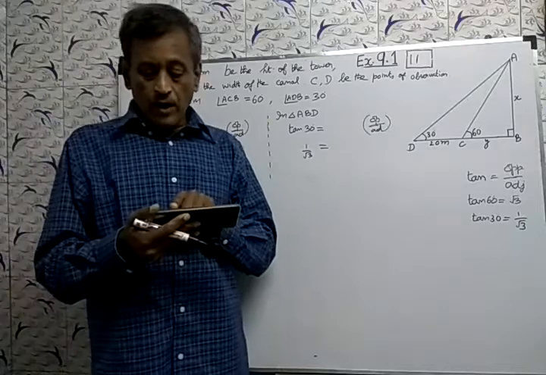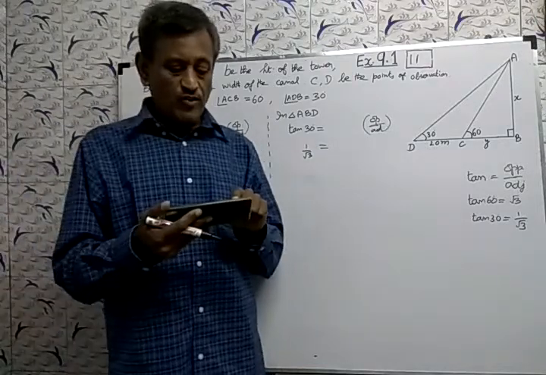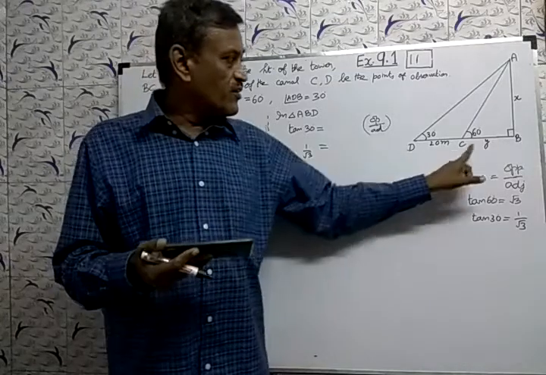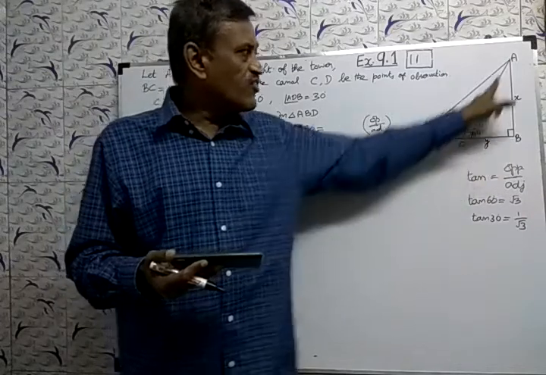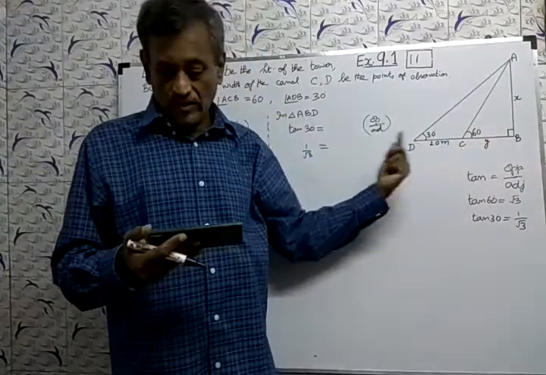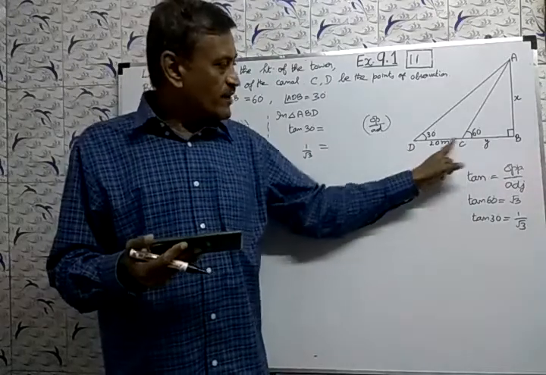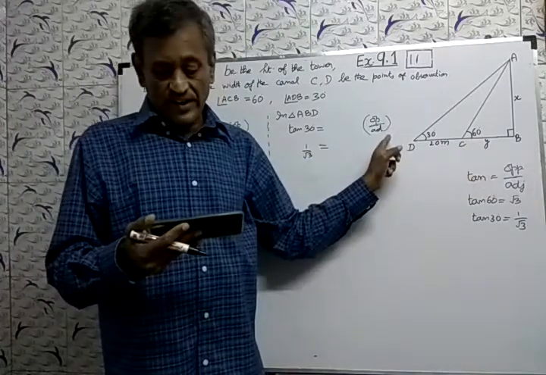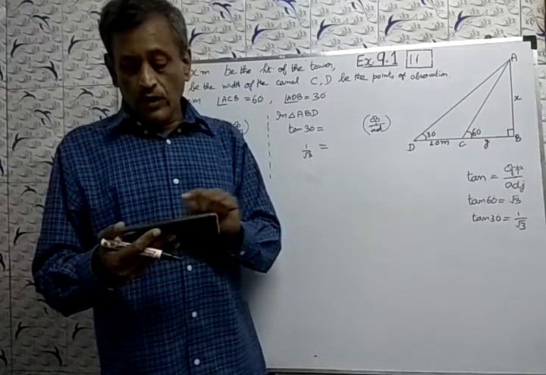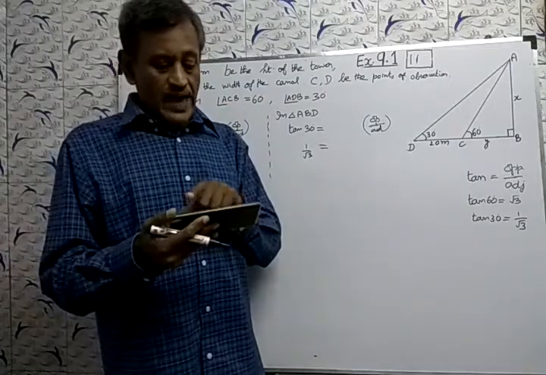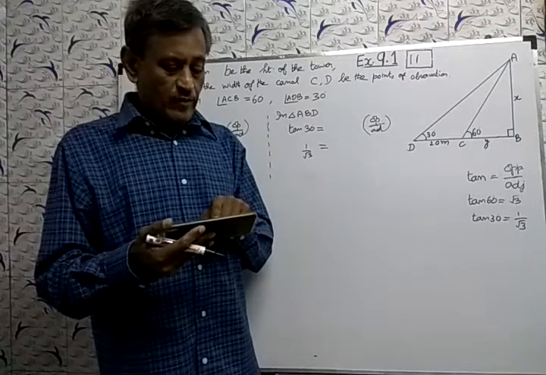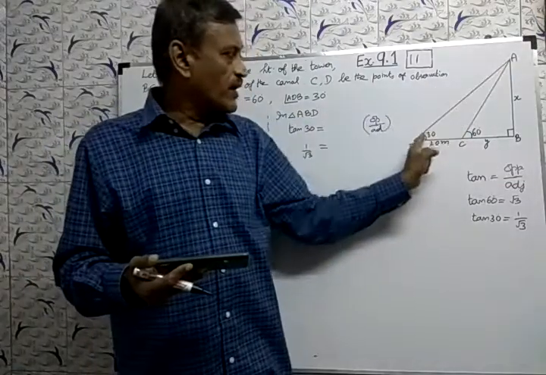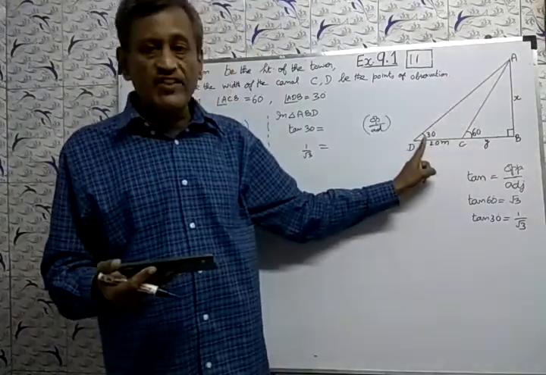From a point on the other bank directly opposite the tower, the angle of elevation of the top of the tower is 60 degrees. Then, from another point 20 meters away on the straight line joining the point to the foot of the tower, the angle of elevation of the top of the tower is 30 degrees.